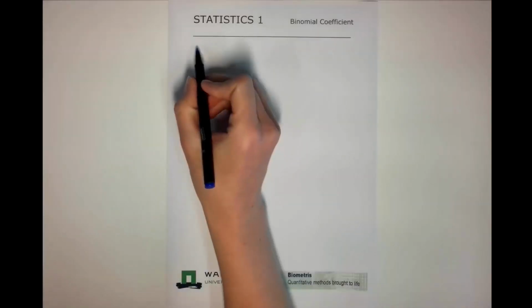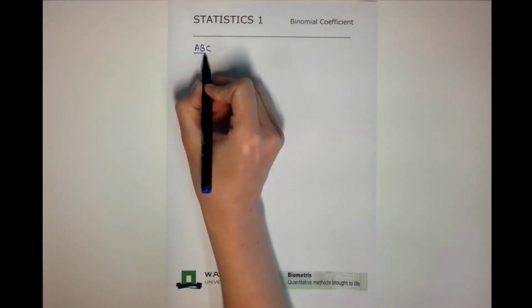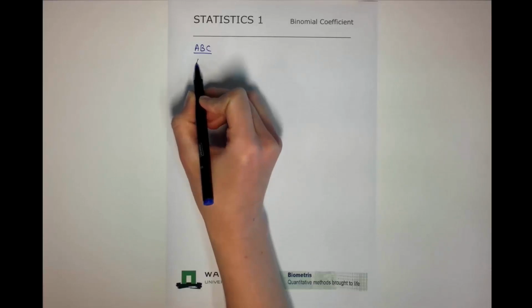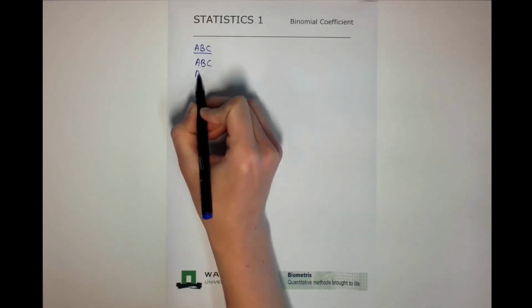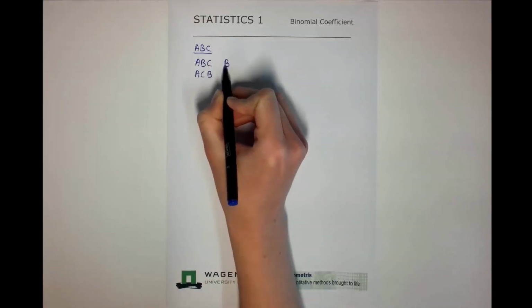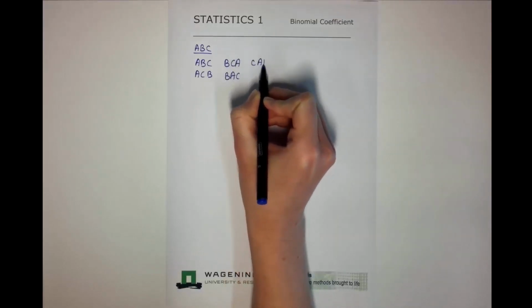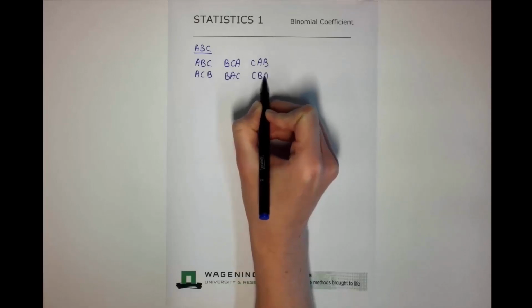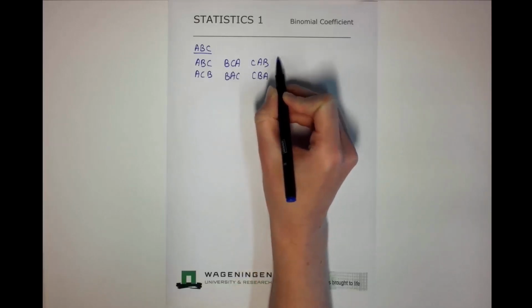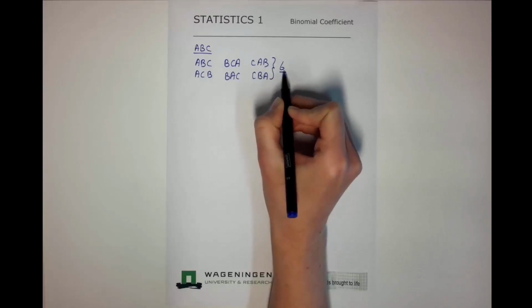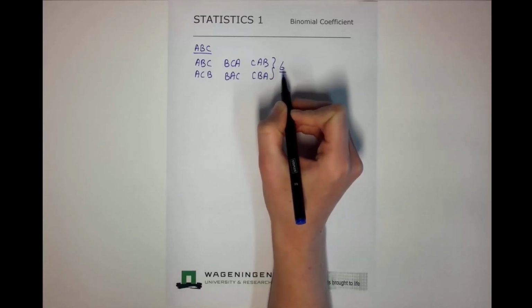Hello and welcome to this tutorial about the binomial coefficient. Suppose we want to know in how many different orders we can arrange the letters A, B and C. This can be done easily by hand, so we have A, B, C, A, C, B, B, C, A, B, A, C, C, A, B and finally C, B, A. There you go. At the end we have these 6 possible ways to arrange the letters A, B and C.